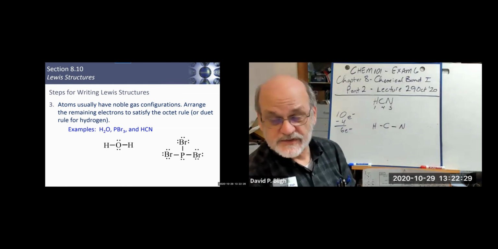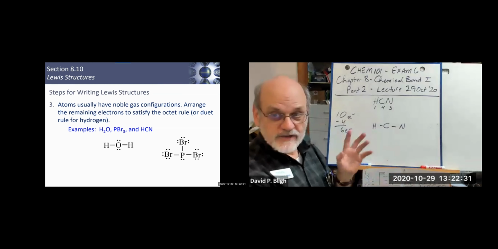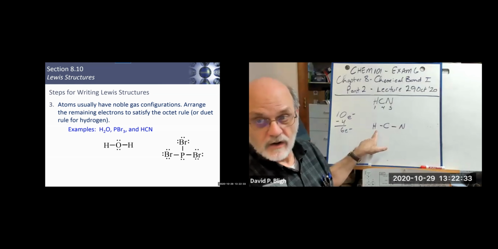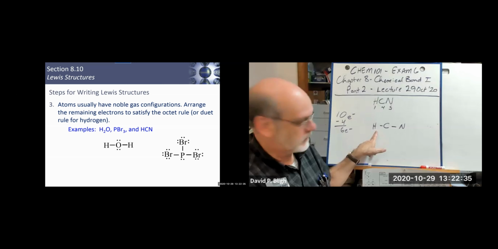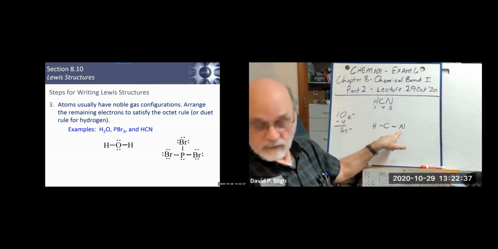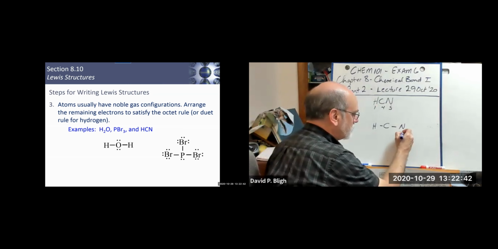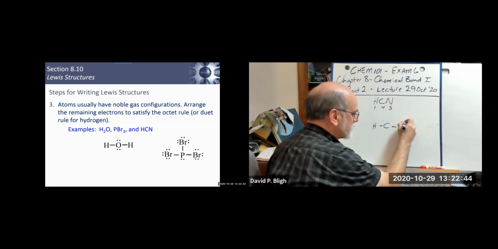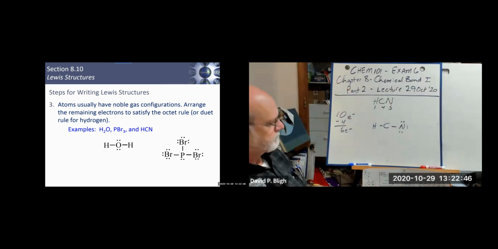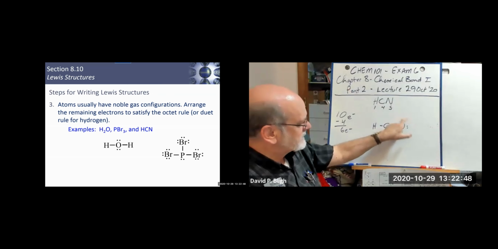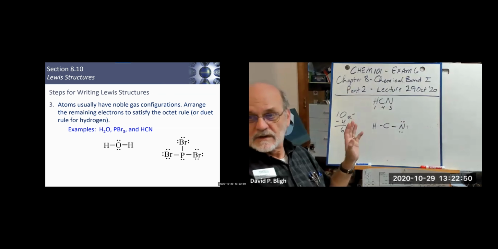Now, where are we going to put the 6 electrons? Start from the outside, work in. Hydrogen's got all it can handle. Can't hold any more. So can we put all 6 of them on nitrogen? Yeah, I think so. 2, 4, 6. There we go. So we got 2, 4, 6, 8, 10. Used up all our electrons.